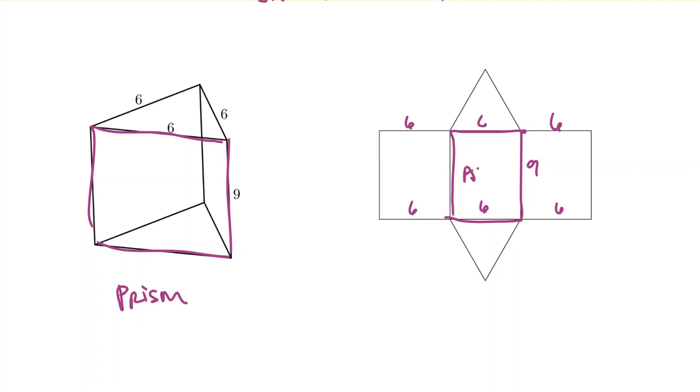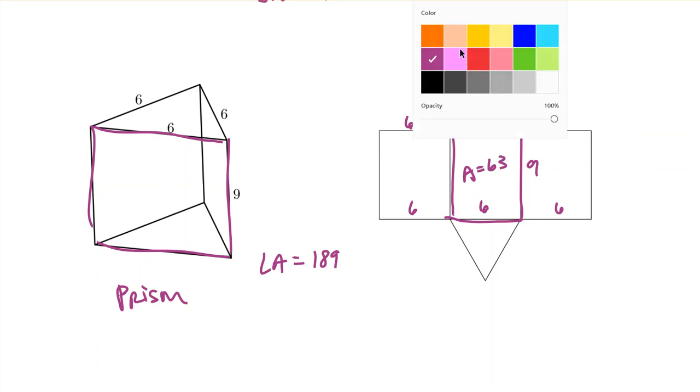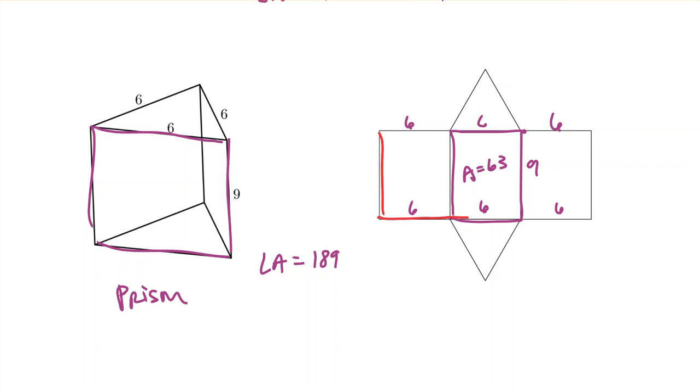And we know that the area of one of these is 63. That means our lateral area is going to be equal to 63 times 3, or 189. Now there is a bit of a shortcut that we could have used. We could have thought of this as one large rectangle, in which case we would have found the area using 18 times 9. So it has a height of 9, but now has a base of 18. And this 18, what it represents is the perimeter of the base.